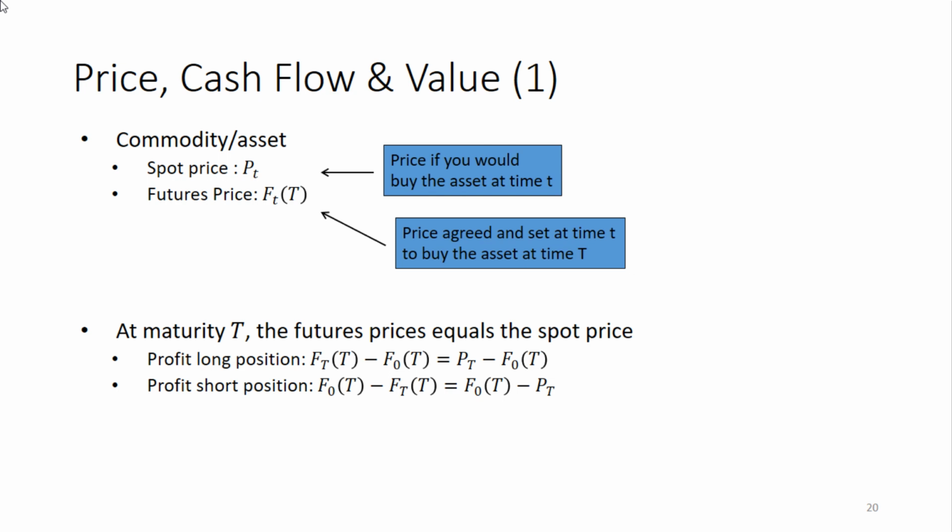Next to that, today at time small t, you could also enter into an agreement. That agreement would apply to a future moment in time, which we will denote with capital T. The agreement is a price that would be agreed upon today at time small t, and that would apply at a future moment in time, the capital T. So it's important to have this notation right.